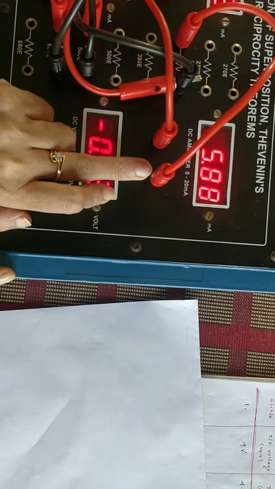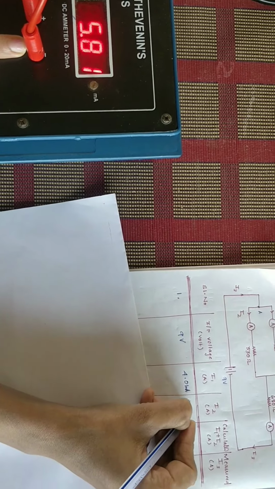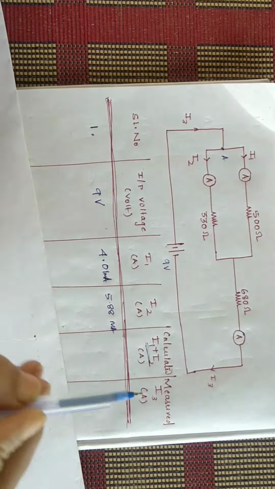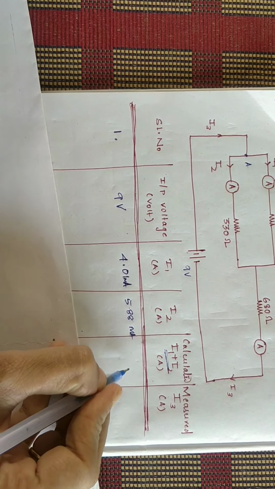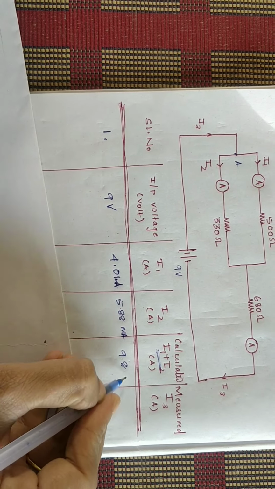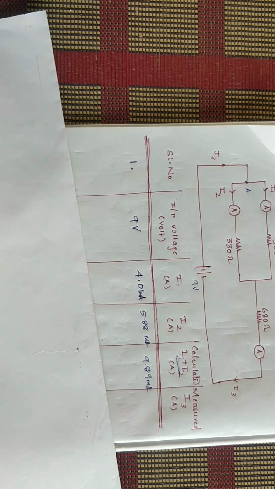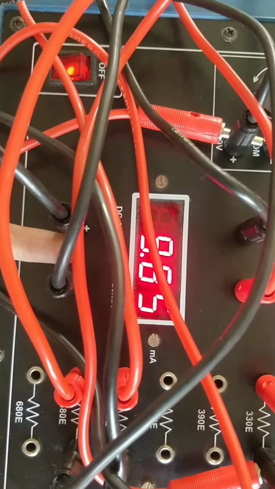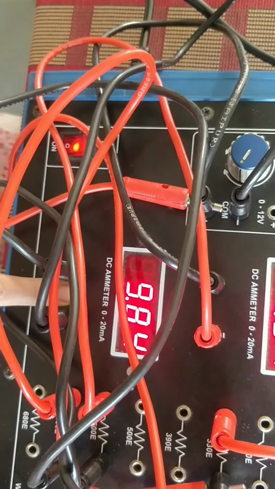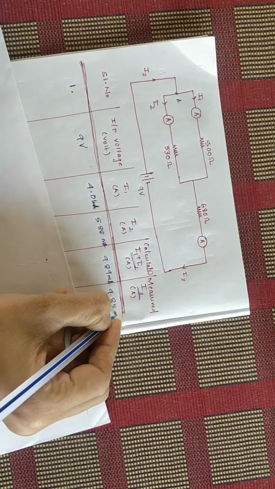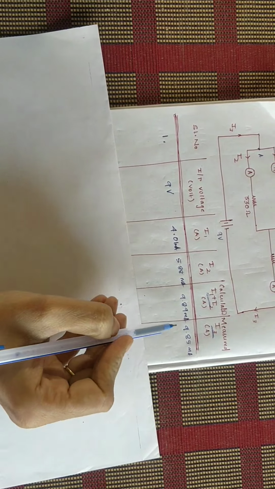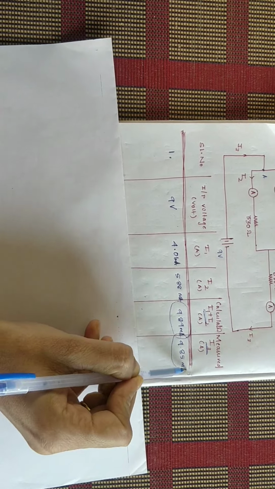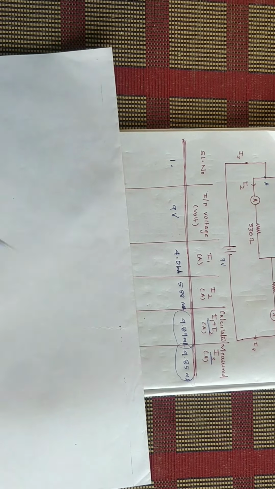Then next is the I2 value. How much is it? 5.88 milliampere. Then here we need to calculate I1 plus I2. How much is it coming? 9.89 milliampere. Then next we will see the I3 value, that is the measured value. How much are we getting? 9.84, 9.85. So I will take 9.85 milliampere. From the observation table you can notice that the calculated value we are getting is almost similar to the measured value. So here we can say that the KCL is verified.